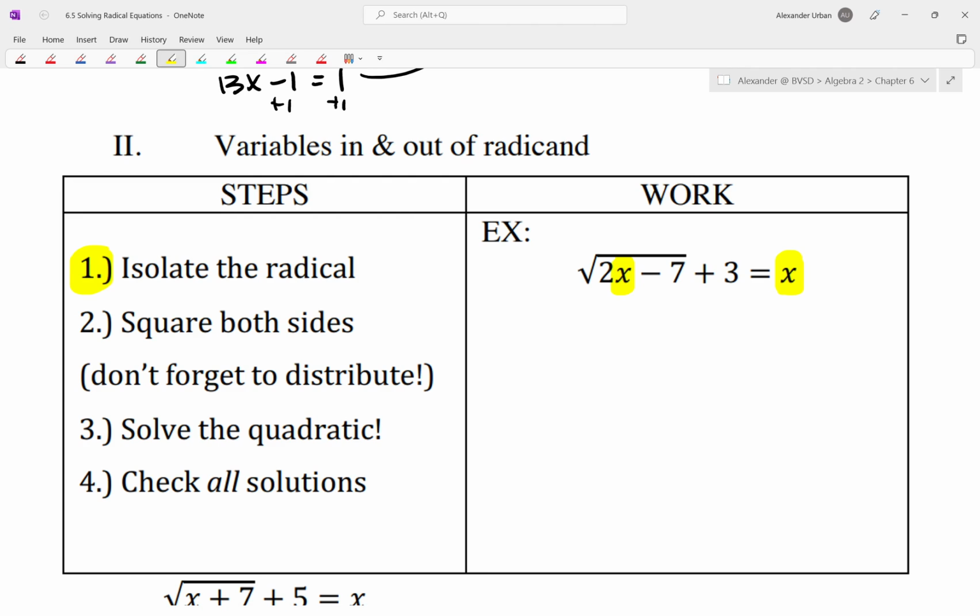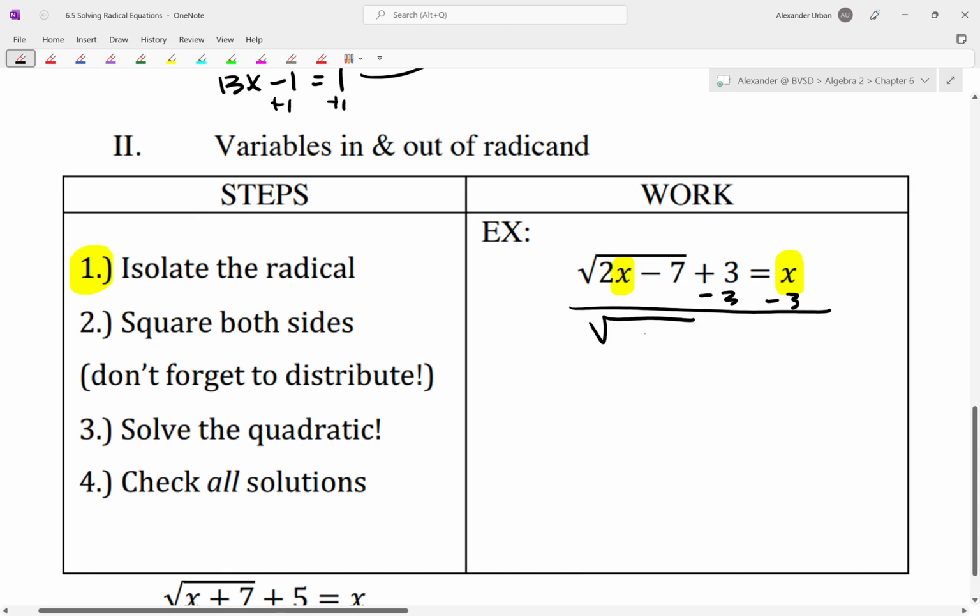We can't forget to distribute. And then we're going to solve our quadratic and then check all solutions. So I'm going to first start off by subtracting 3 from both sides, and I'm going to end up having the square root of 2x minus 7 equal to x minus 3.